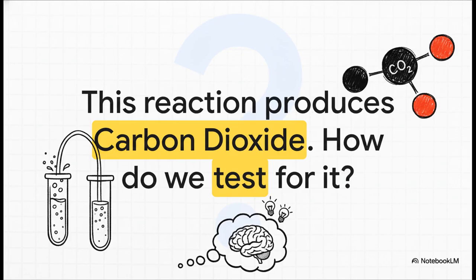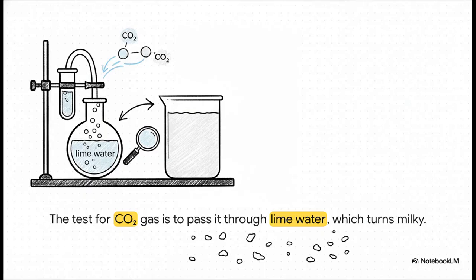Now, I want you to think for a second. Do you remember the test for carbon dioxide gas? Take a moment to recall before I show you the answer. Were you able to remember it? The standard test is to pass the gas through lime water, which is just a solution of calcium hydroxide. If the gas is carbon dioxide, that clear lime water will turn milky or cloudy white, and this happens because of the formation of insoluble calcium carbonate. This test, the lime water test, is just as important as the pop sound test.